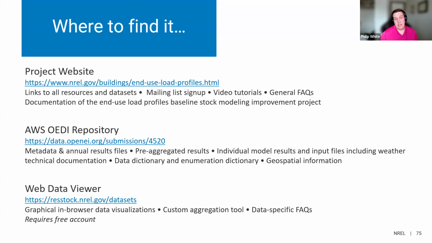And there are 3 key places you may need to access all of the data, documentation, and model files. The 2018 and TMY3 data and basic documentation has already been uploaded to the AWS OEDI repository. In the coming days, the individual model files and data dictionaries will be uploaded to the ResStock Dataset site, and the web data viewer should be ready for you all to explore the dataset's contents within the next week.